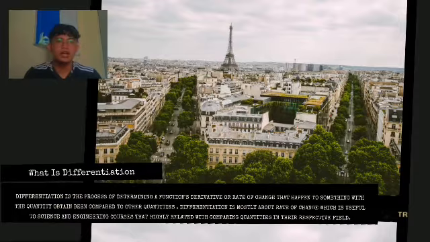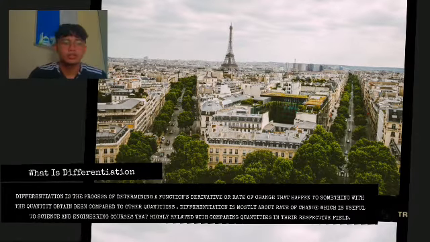So next, I will be explaining to you the meaning of differentiation. Differentiation is the process of determining a function's derivative, or the rate of change that happens to something, with the quantity obtained compared to other quantities. Differentiation is mostly about the rate of change, which is useful to science and engineering courses that are highly related with comparing quantities in their respective fields.